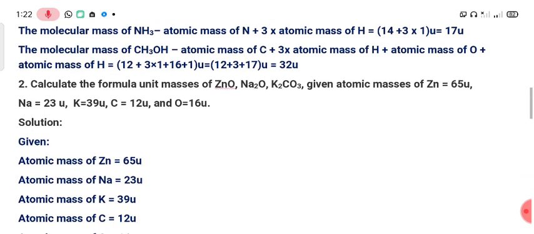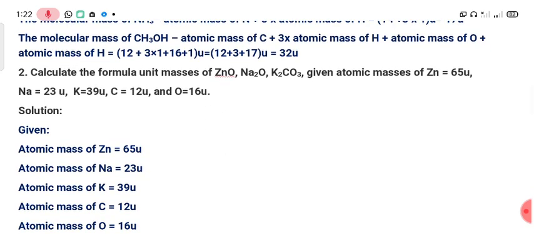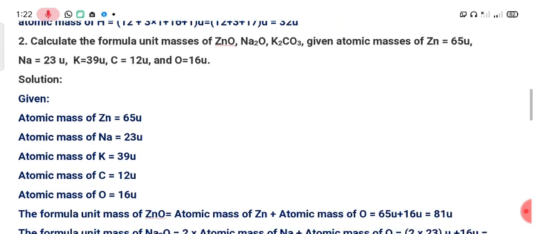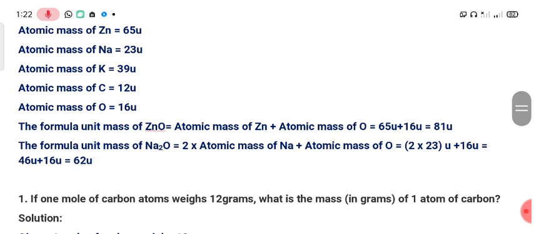Next question, calculate the formula unit masses of zinc oxide, sodium oxide, potassium carbonate. Given atomic masses of zinc, sodium, potassium, carbon and oxygen. So the atomic masses are given. So dear students, on the basis of this, how will we find out?